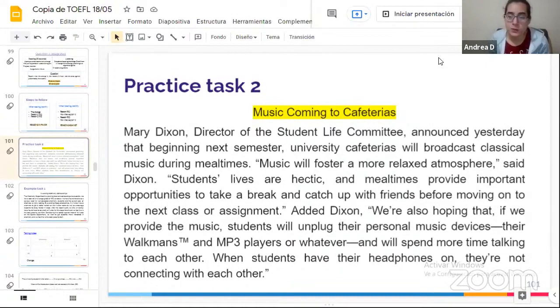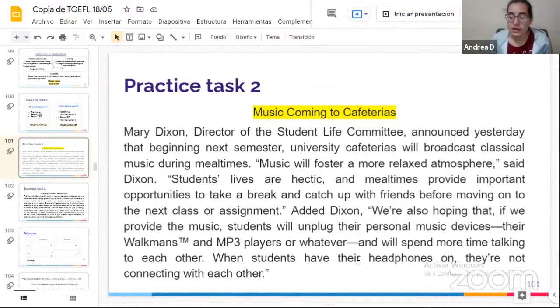So always make sure to read the title and pay attention in the text for words like plans to, or announces to, or has decided to, or is planning to, or is proposing to. Pay attention to words like that, because they're probably going to direct you to the change.